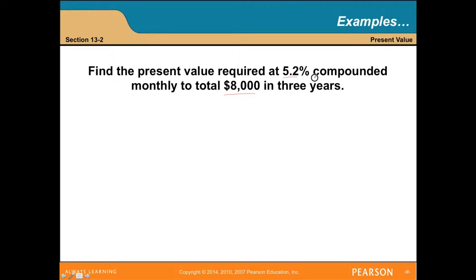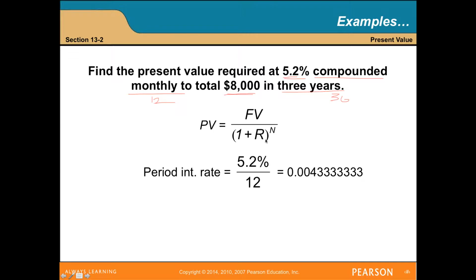All right, so now keywords, compounded monthly, 3 years. So now we know that since there's 12 months in a year and there's 3 years here, we're going to talk about 36 periods. 8,000, 5.2%. So here we have the formula again. Present value equals future value divided by 1 plus the rate, to the number of periods. The period interest rate equals 5.2% over 12. And this is the period interest rate. So remember in the very beginning how I told you that they divide up what appears to be a very simple interest rate into 0.000 something? Well, this is an example of that, okay?